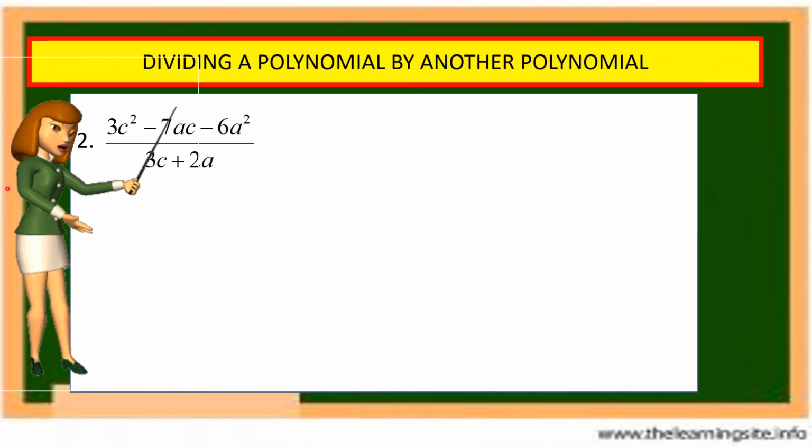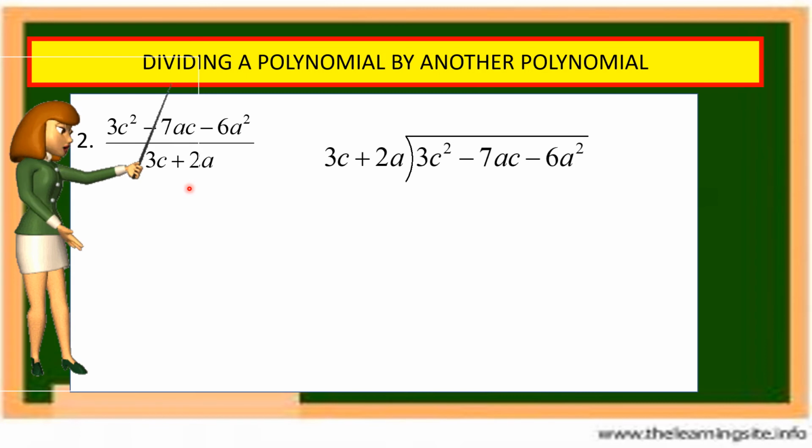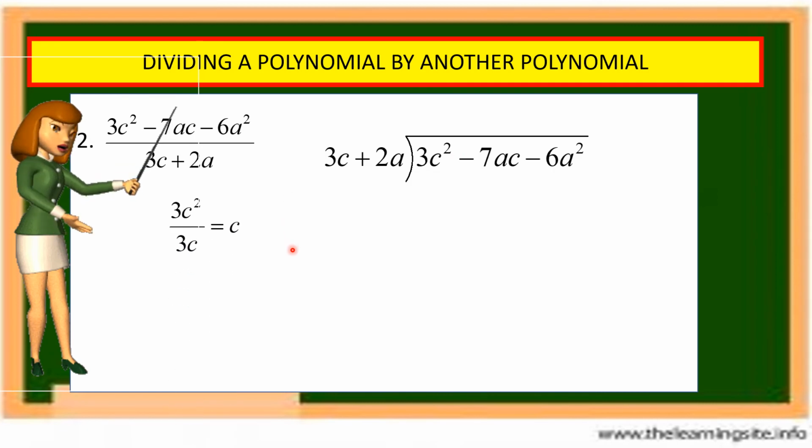The given is 3c squared minus 7ac minus 6a squared divided by 3c plus 2a. So we will divide. The first step is to divide the first term of the dividend by the first term of the divisor. 3c squared divided by 3c. What is the result? The result is c. We'll write c here. So then we will multiply. c times 3c is 3c squared, and c times 2a is 2ac.